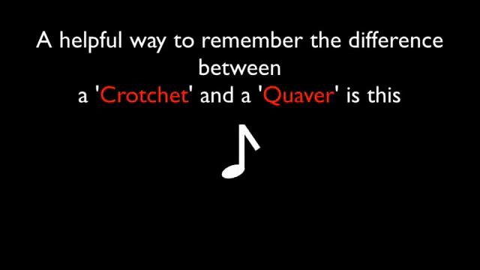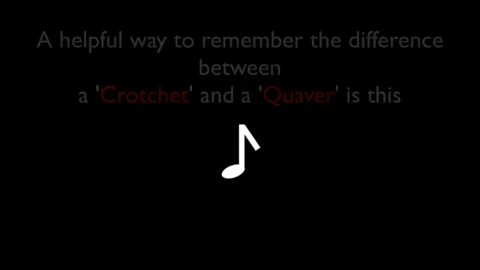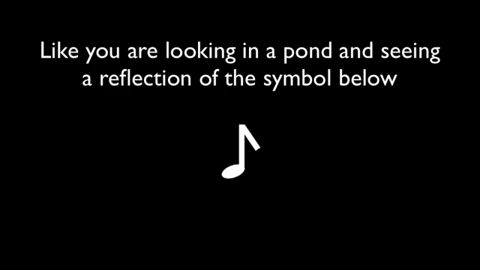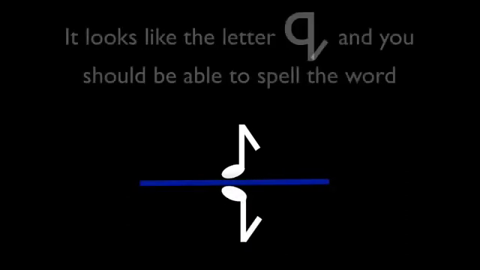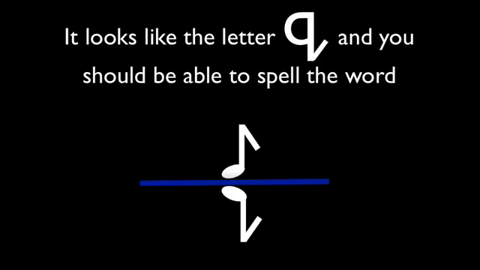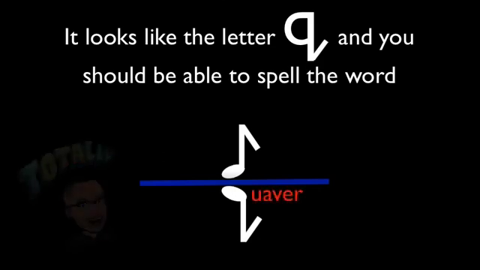A helpful way to remember the difference between a crotchet and a quaver is, think of a mirror image, like you're looking in a pond and seeing a reflection of the symbol in the water. It looks like a Q, and you should be able to spell the word quaver.